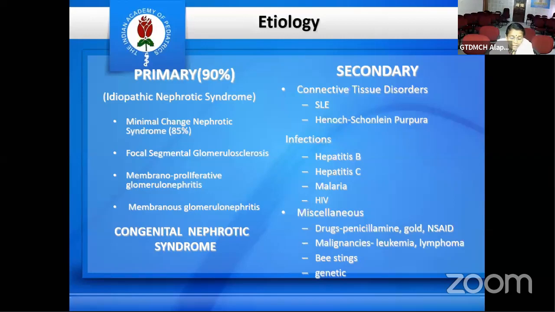Congenital nephrotic syndrome can be found in an infant less than 3 months of age. It can be either primary or secondary. Primary means there is no cause for the congenital nephrotic syndrome, and secondary means there is some cause like intrauterine infections, toxins, etc. So today we will discuss mainly minimal change nephrotic syndrome, which is the commonest one, constituting 85% of the primary nephrotic syndrome.